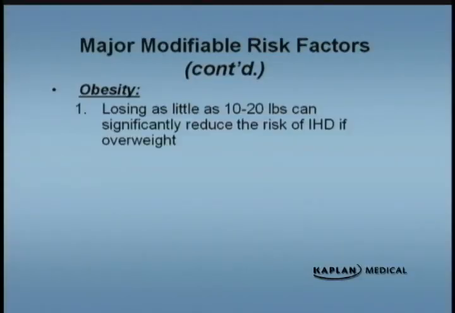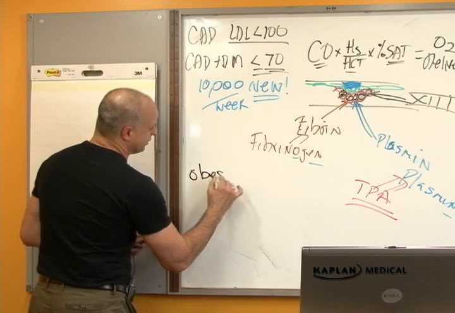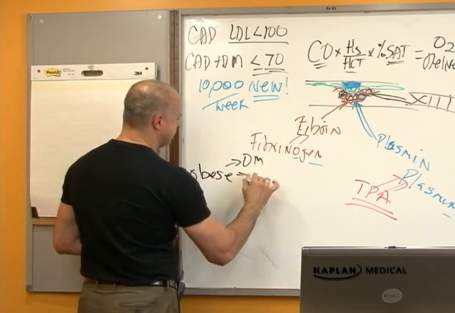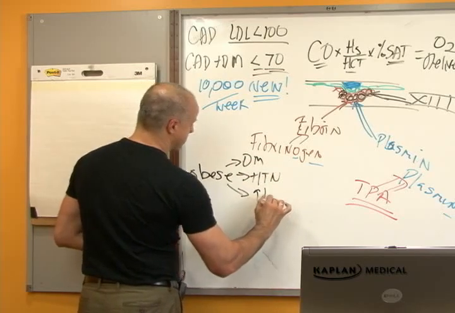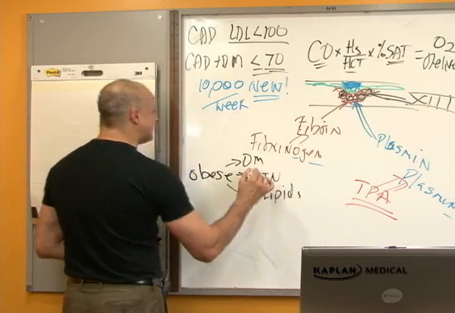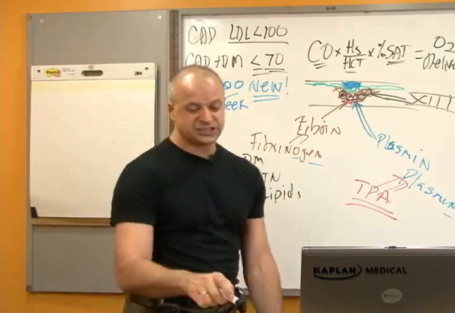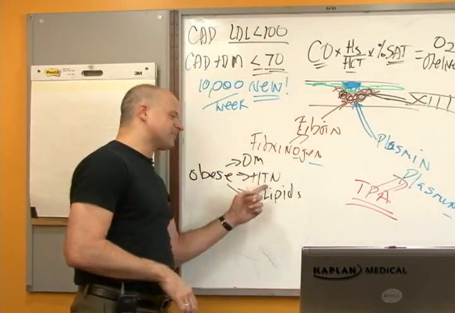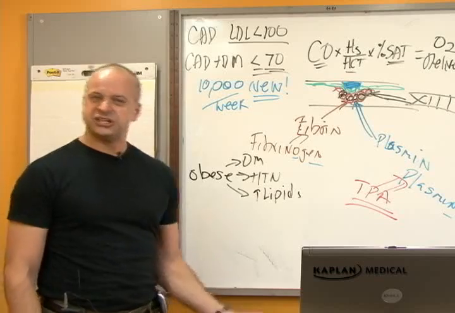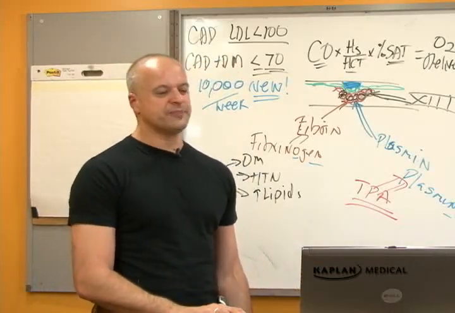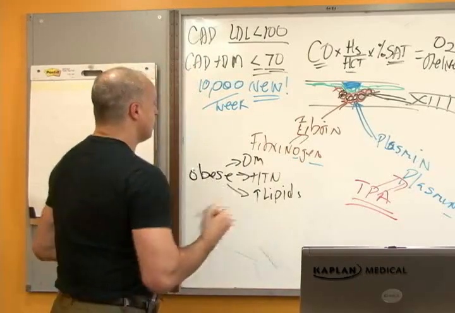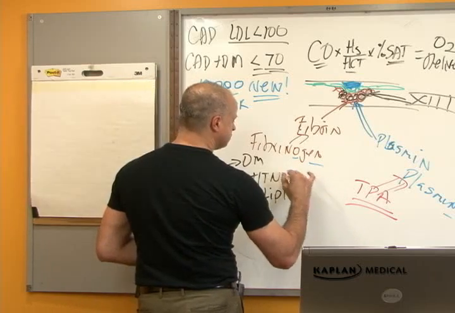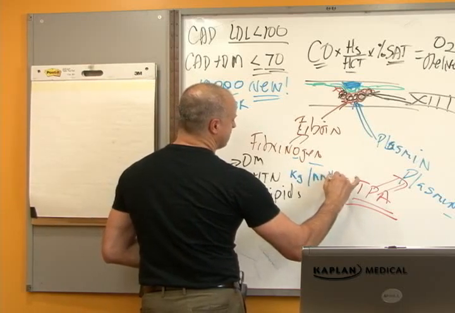Obesity. In general, most of the effect of obesity, 10 to 20 pounds is huge. That's 5 to 10 kilograms. Most of the effect of obesity can be found by the fact that the more of you there is, the more likely there is to be diabetes and hypertension and increased lipids. However, even separate from the fact that obesity causes diabetes and hypertension and hyperlipidemia, obesity is still bad. It increases all-cause mortality.